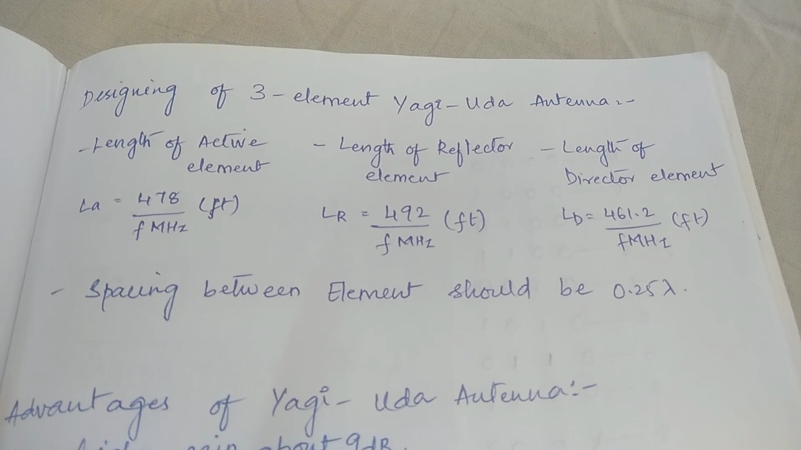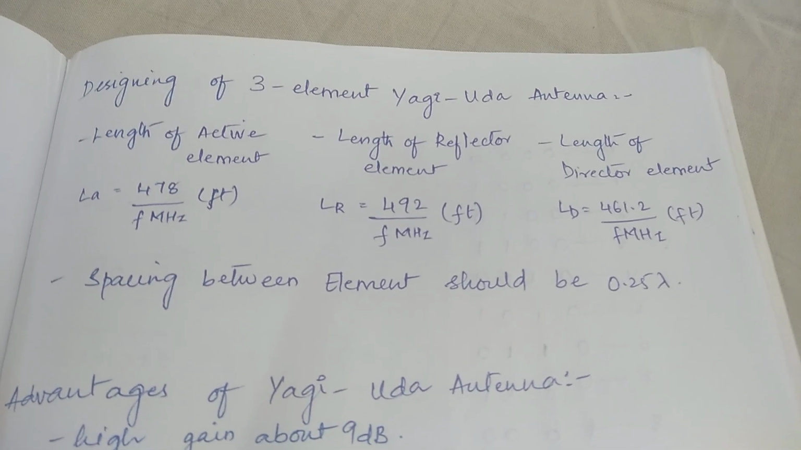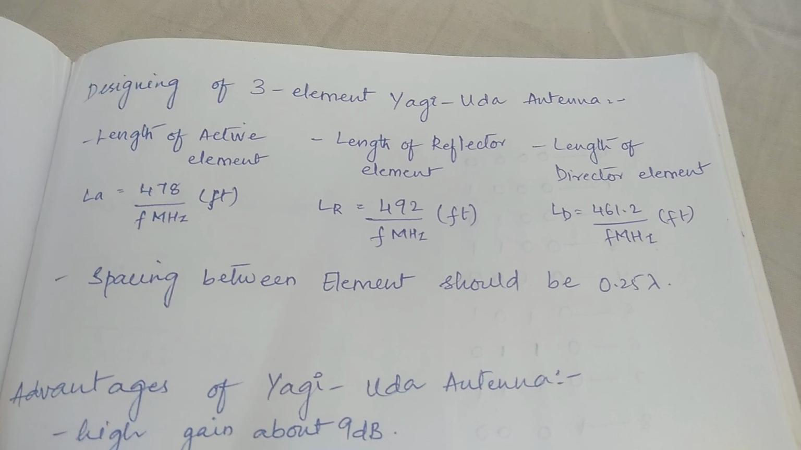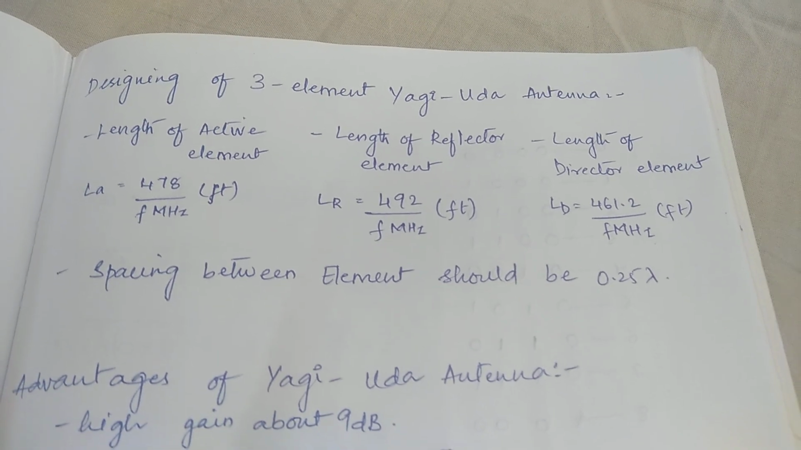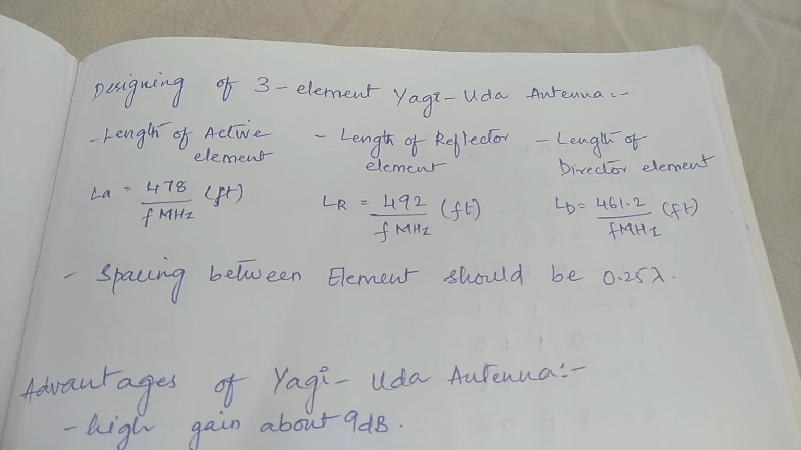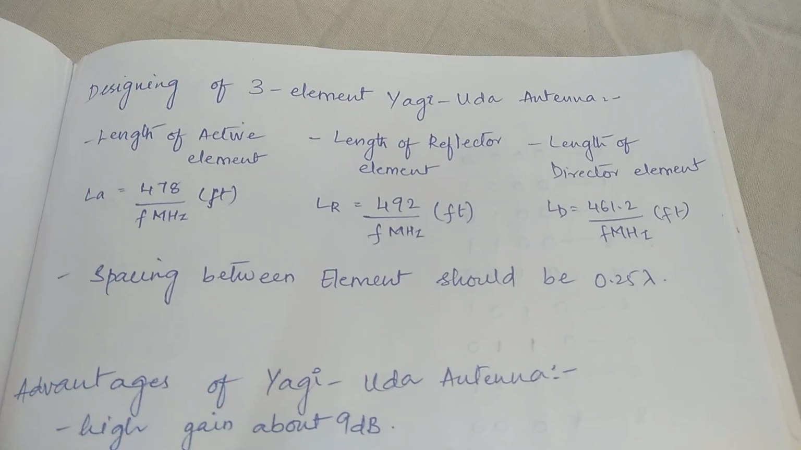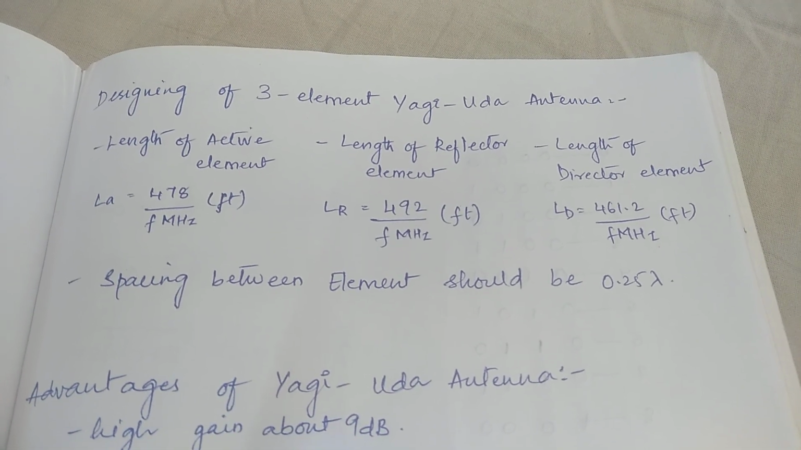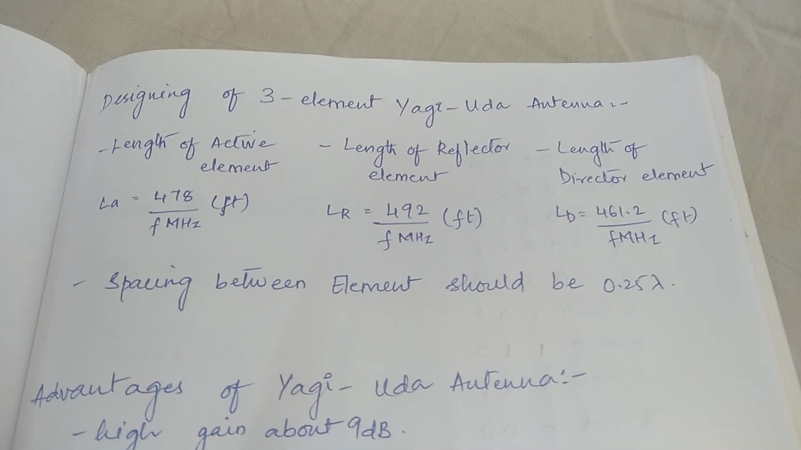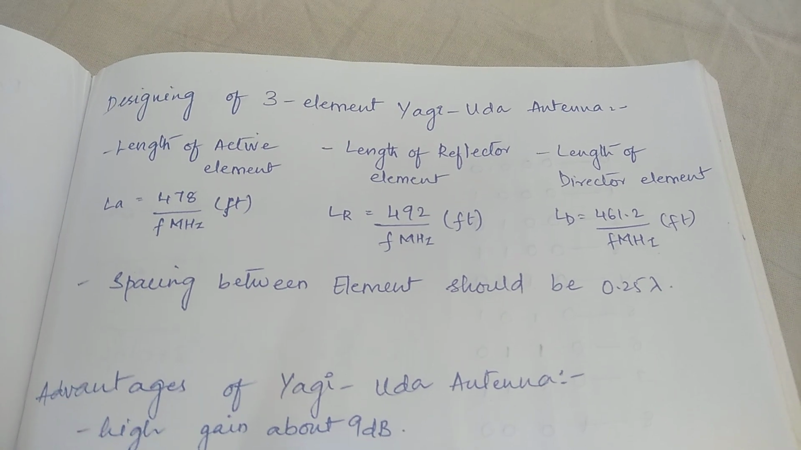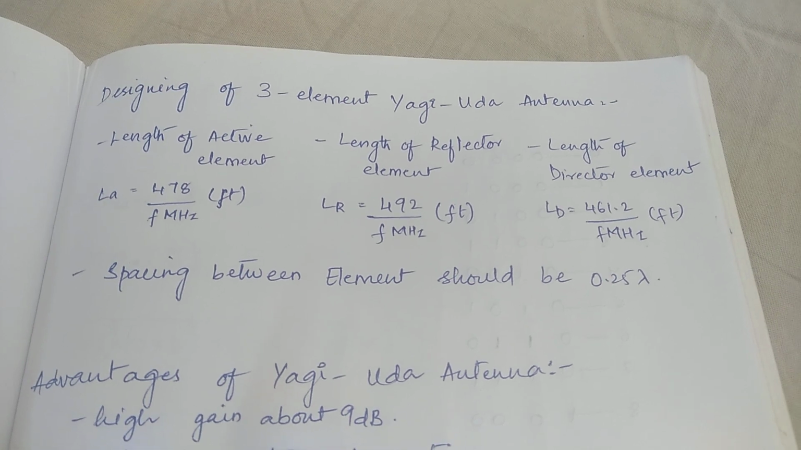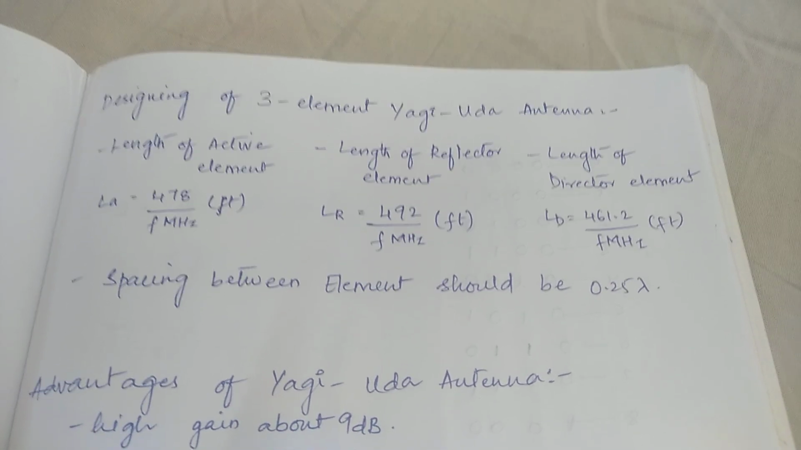Now we are moving on to the designing of three elements of Yagi-Uda antenna. The three elements are active element, second one is reflector element, and the third is director element. Length of active element should be 478 by frequency, and the frequency should be in megahertz. It is calculated in feet. And the length of the reflector element is 492 by frequency. Same, the frequency should be megahertz. Length of the director element is 461.2 by frequency megahertz. And the main thing, spacing between each element should be 0.25 lambda.